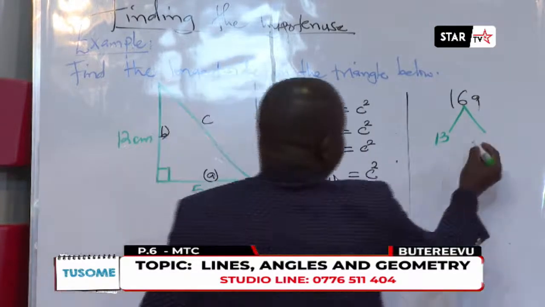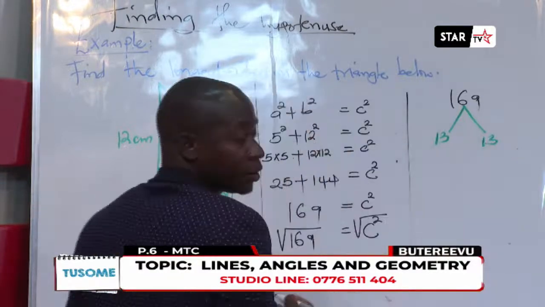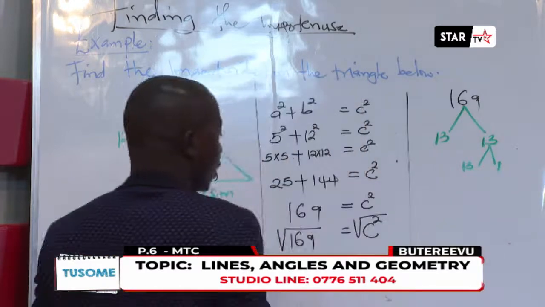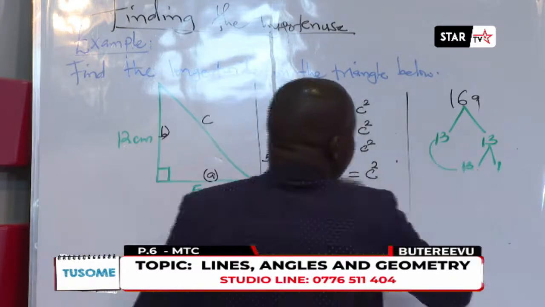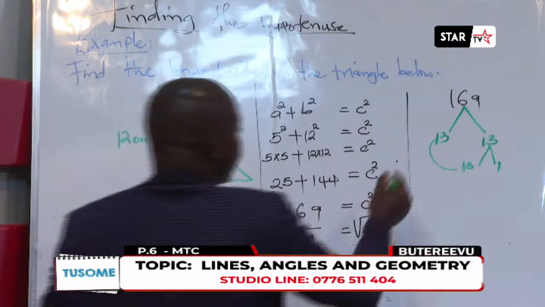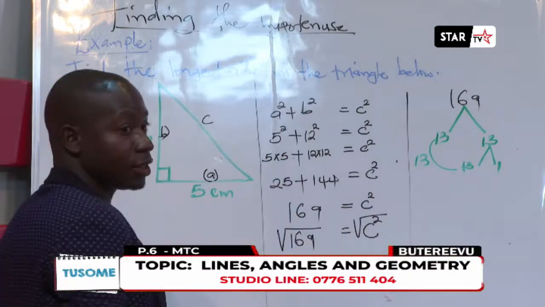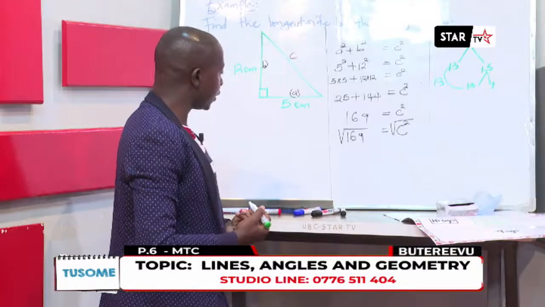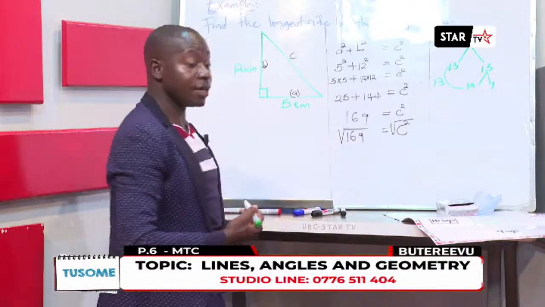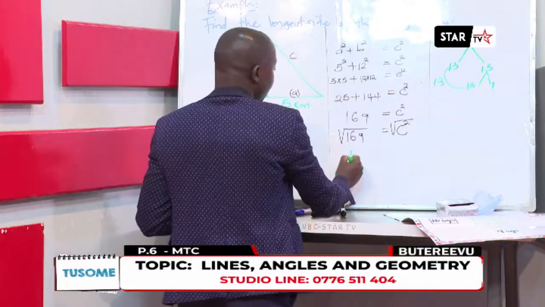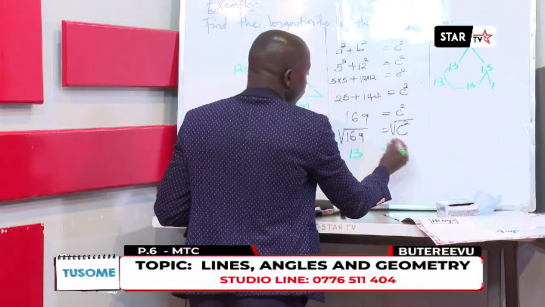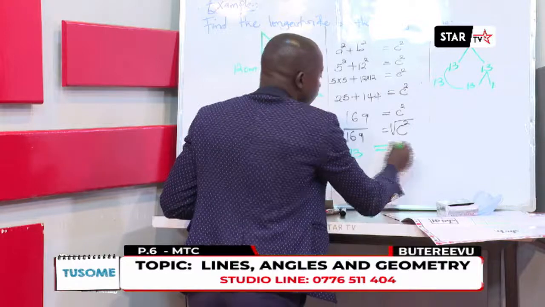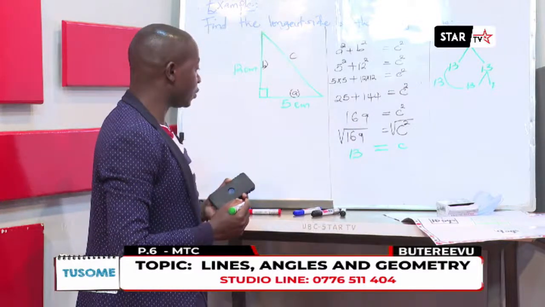169 divided by 13 is 13. And when I divide 13 by 13, I'll get 1. I will pair my 13s and I pick 1, so I'll remain with only 13. It means that the square root of 169 is 13. So 13 is equal to C.